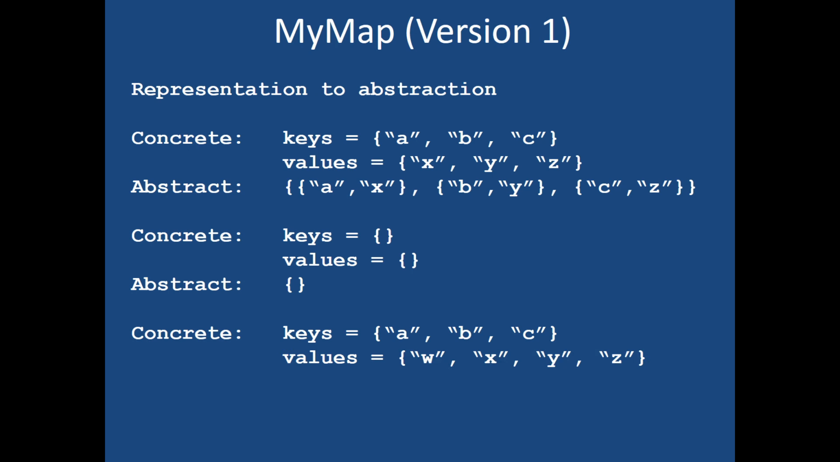Keys are A, B, C, the values are X, Y, W, X, Y, Z. That's a violation of our representation invariant. We said that you couldn't have that. Right? So that's illegal. Your code should not produce that situation. Okay, so you've got to be able to play these games before you try to write any code.